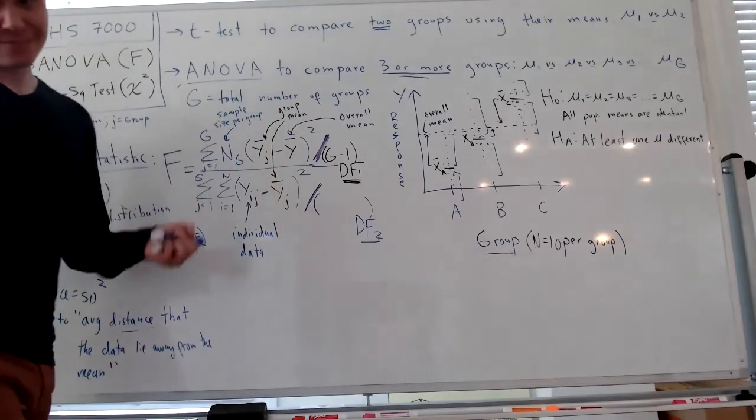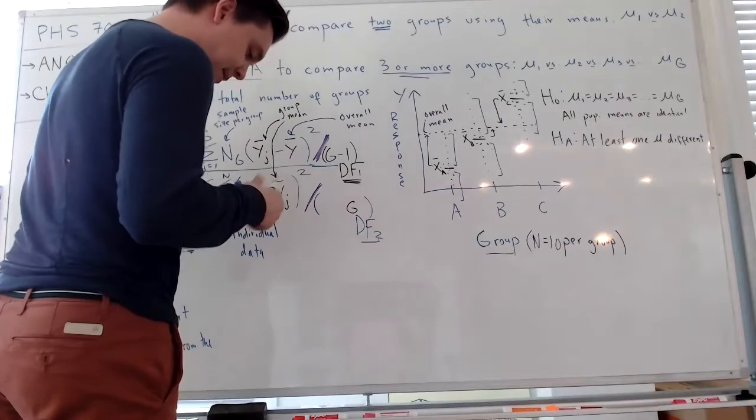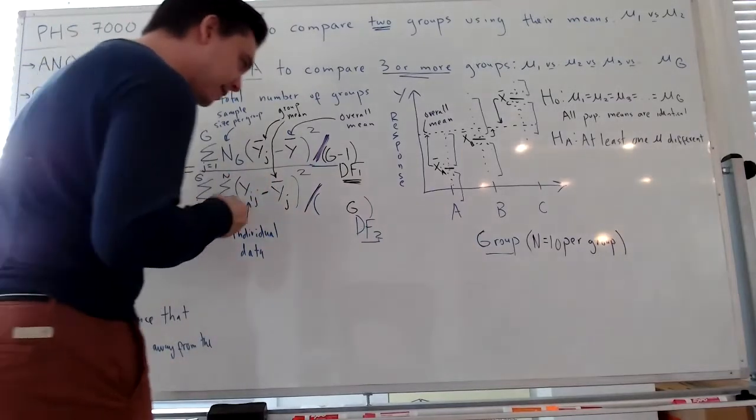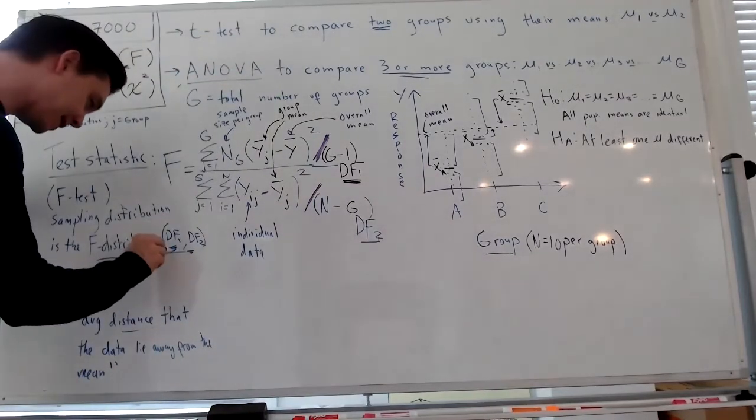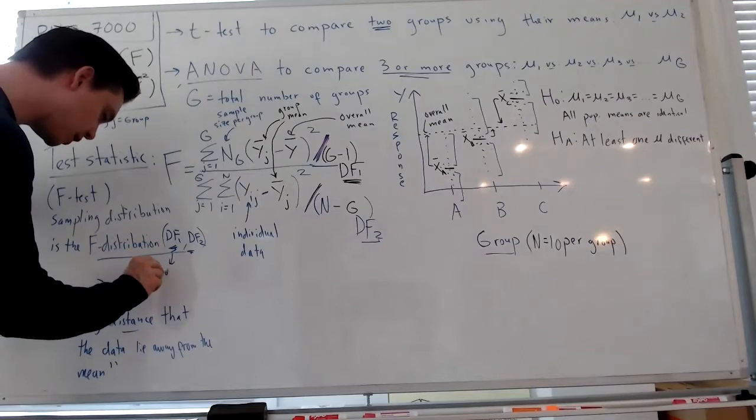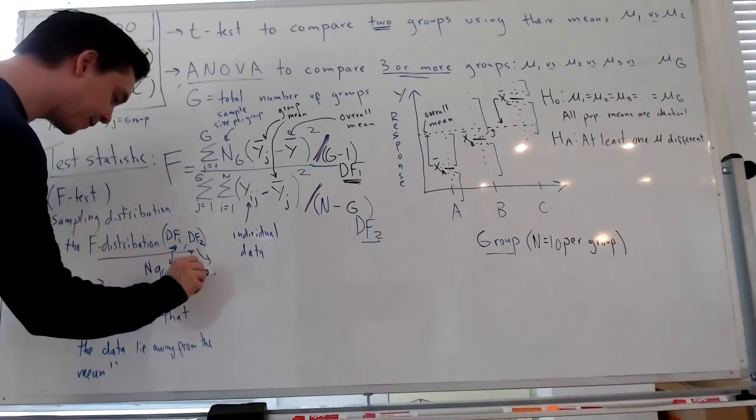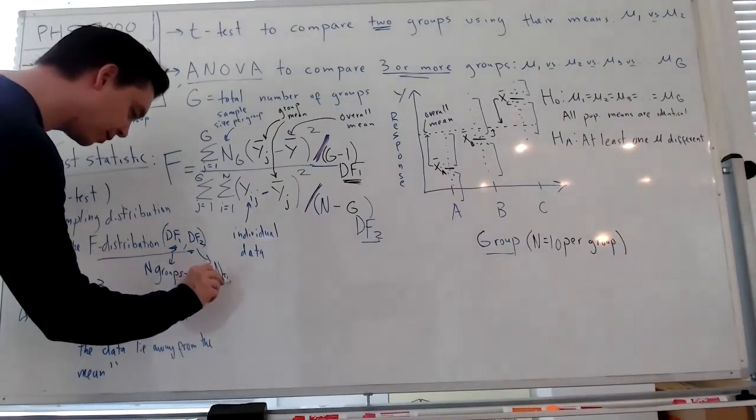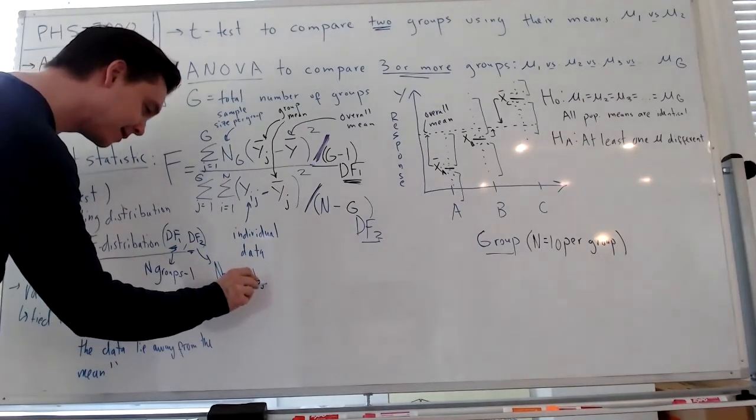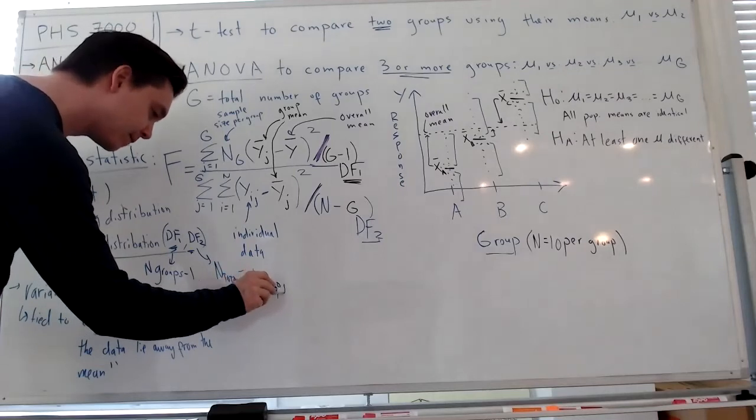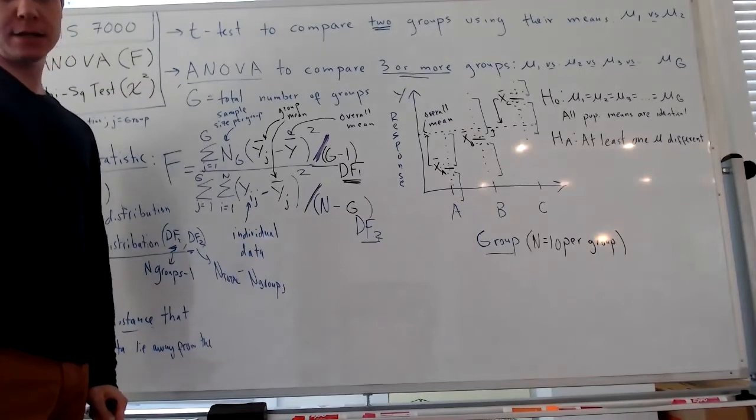And, right, this is the group mean as well. Degrees of freedom is going to be, I'm trying to color code the best that I can, N minus G. So the first degrees of freedom is number of groups minus 1. And the second degrees of freedom is N total, number of people, number of observations, minus number of groups. Okay.